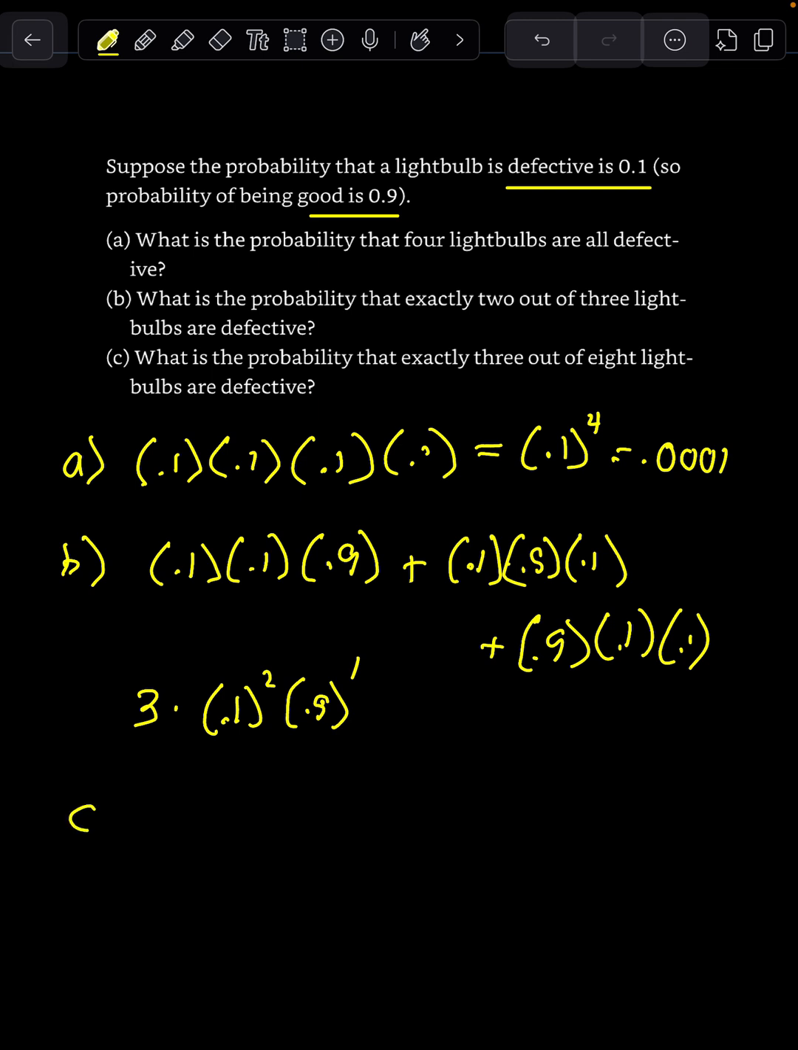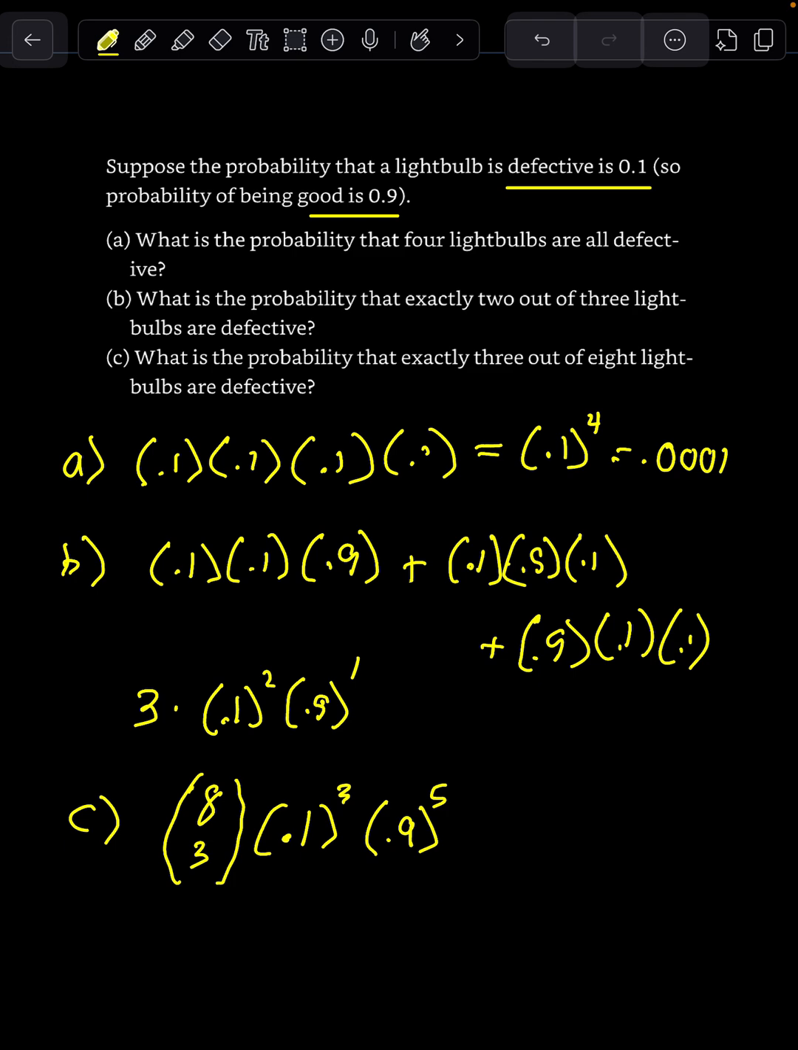So then on part C, what is the probability that exactly 3 out of 8 light bulbs are defective? So 3 defective light bulbs is 0.1 to the third times the good light bulbs is 0.9 to the fifth. So that is the probability of any particular arrangement of 3 defective light bulbs and 5 good light bulbs. So what I need to figure out is how can I choose 3 out of the 8 light bulbs? And so that would be 8 choose 3.